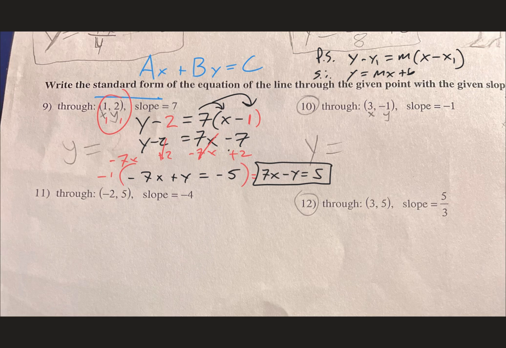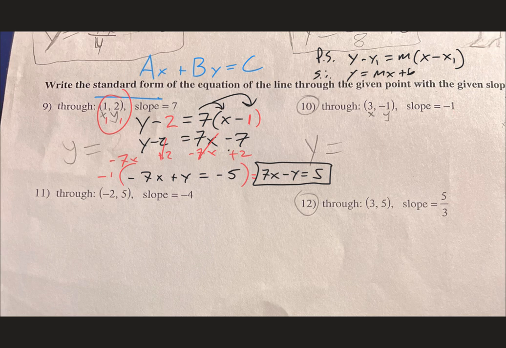Boom. So this is like the exact same process. You have a point and a slope. That's all you're doing here. So you're going to plug this and this and this into this equation, and then you're just going to manipulate it to look like this.